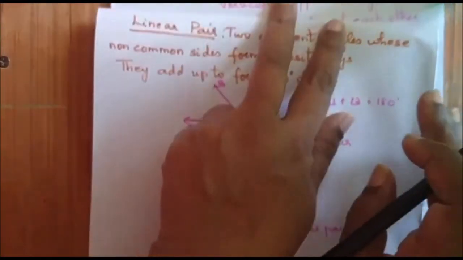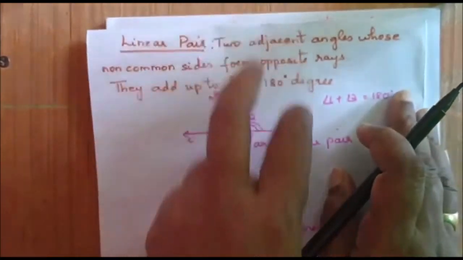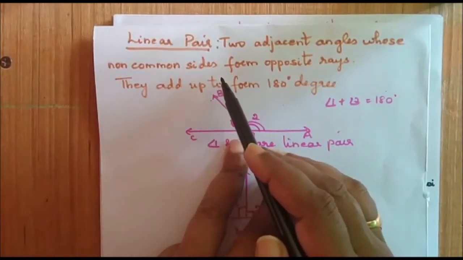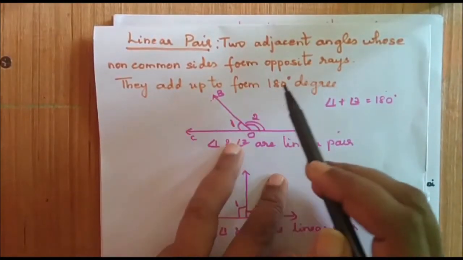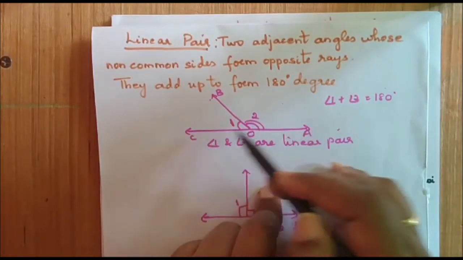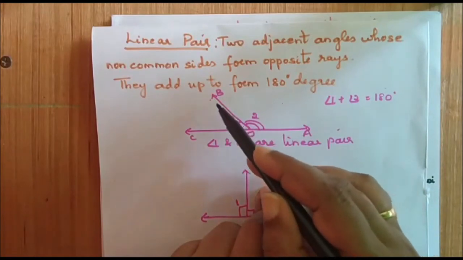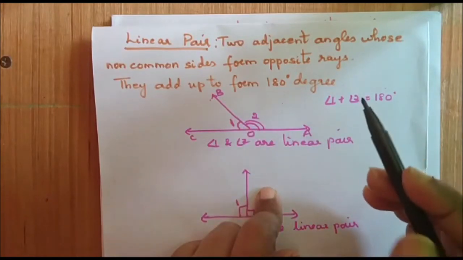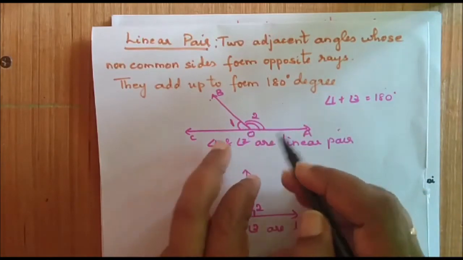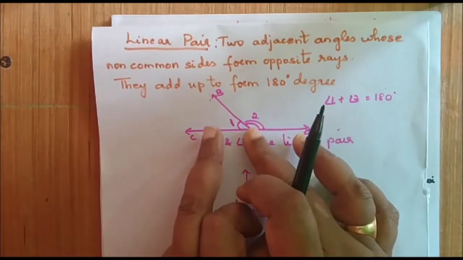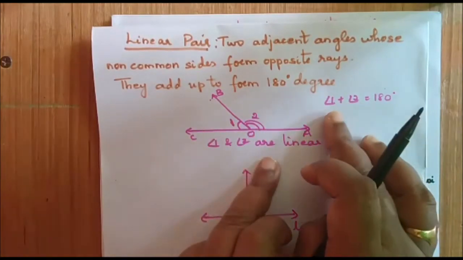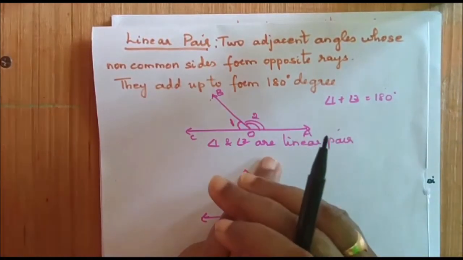What do you mean by linear pair? Two adjacent angles whose non-common sides form opposite rays. That is, I have a straight line with two opposite rays, and the two angles here are BOC and BOA, angle 1 and angle 2. Now, the non-common arms, OA and OC, form the opposite rays. That means angle 1 plus angle 2 is equal to 180 degrees.